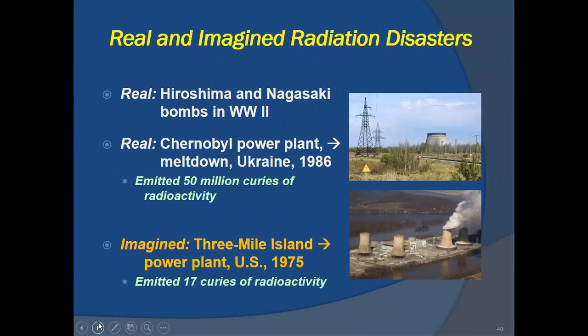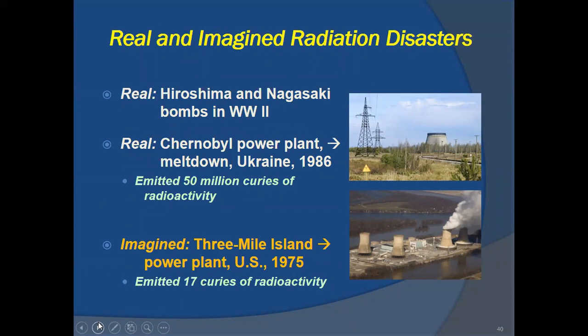Like I said, a lot of people are afraid of radiation, and with good reason. There have been some real and imagined radiation disasters. We know from history, Hiroshima and Nagasaki bombings in World War II were devastating. When we get to the radiation biology class, we'll learn a lot about that. Also, the Chernobyl nuclear power plant meltdown that occurred in 1986 released huge quantities of radioactivity. More recently, the tsunami and the meltdown of the Fukushima power plant in Japan also was a large-scale radiation disaster. And there have been many more over history.